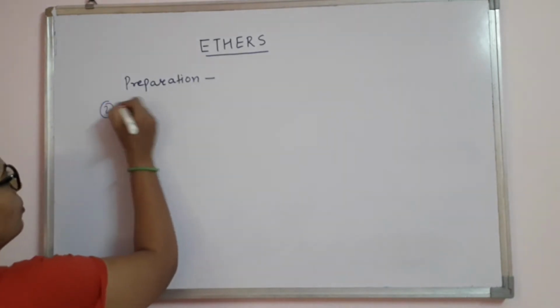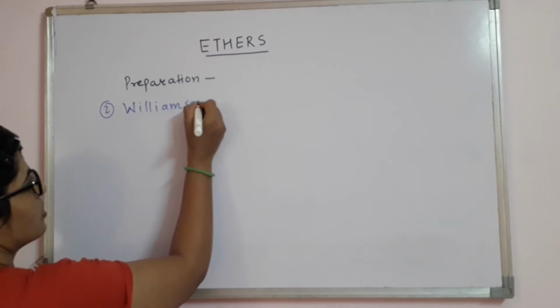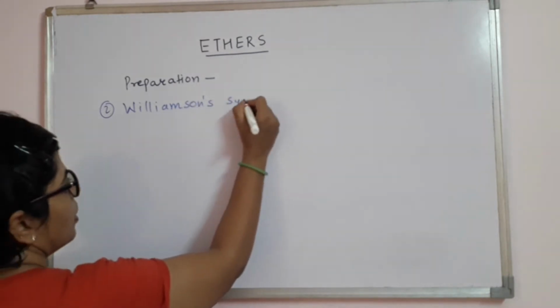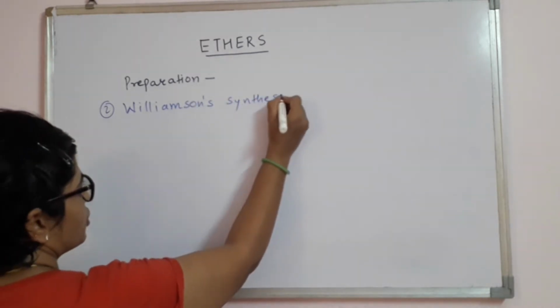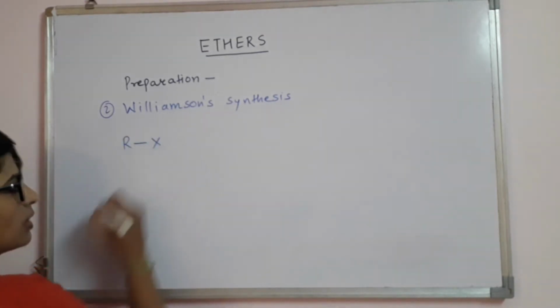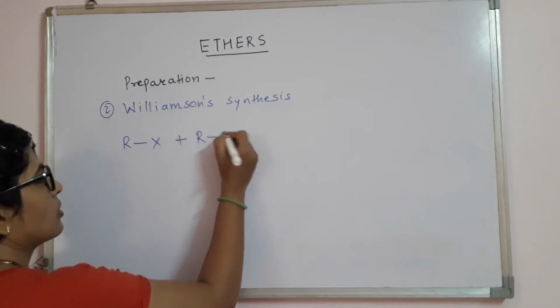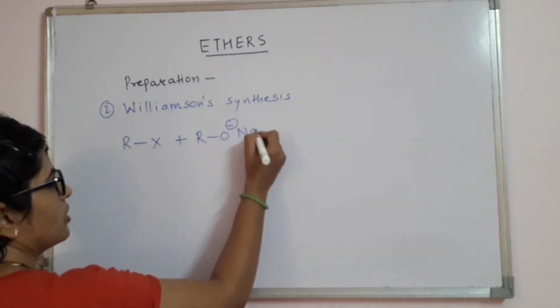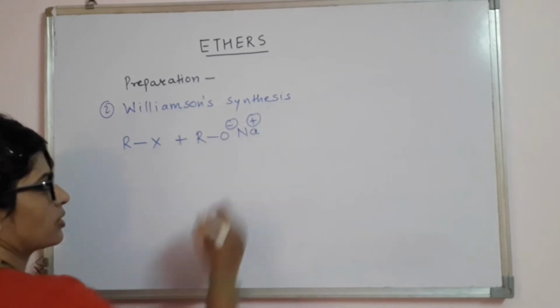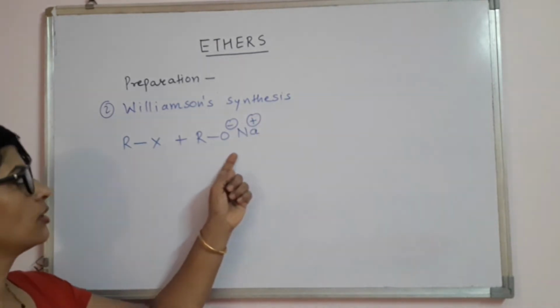The second method now, we are going to start Williamson's synthesis. Now in this method, this is a name reaction and can be asked for 1 mark in the exam. We are going to take an alkyl halide of suitable choice and react it with sodium alkoxide. Look at this. So we are going to react alkyl halide with sodium alkoxide.